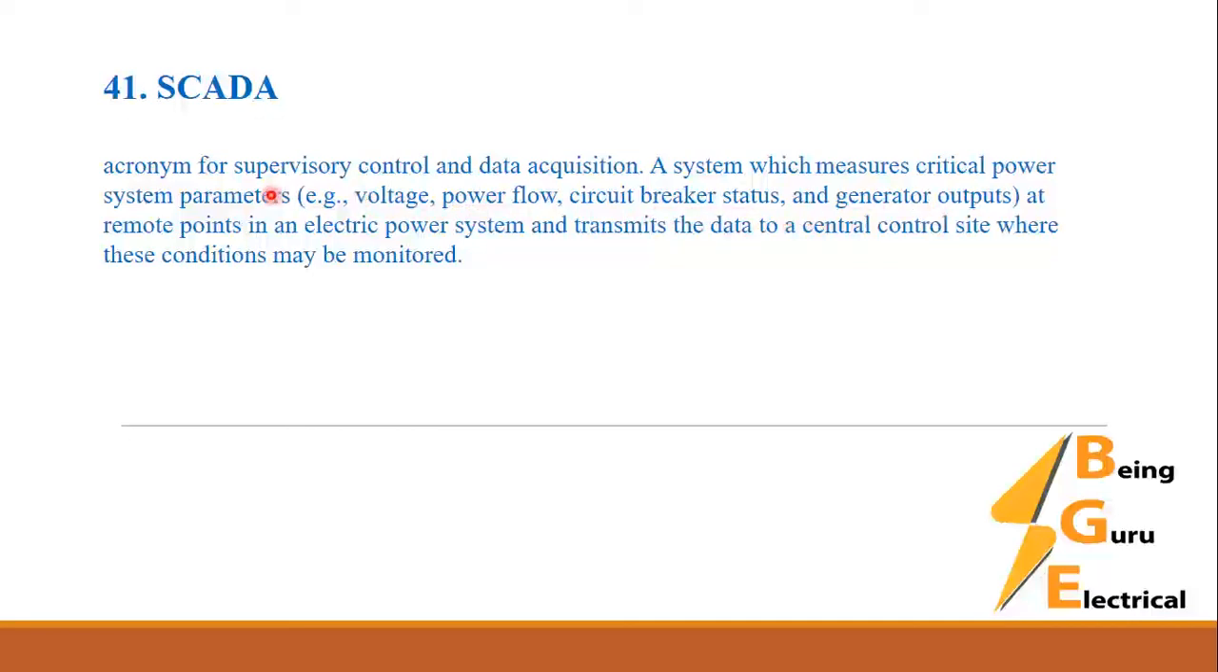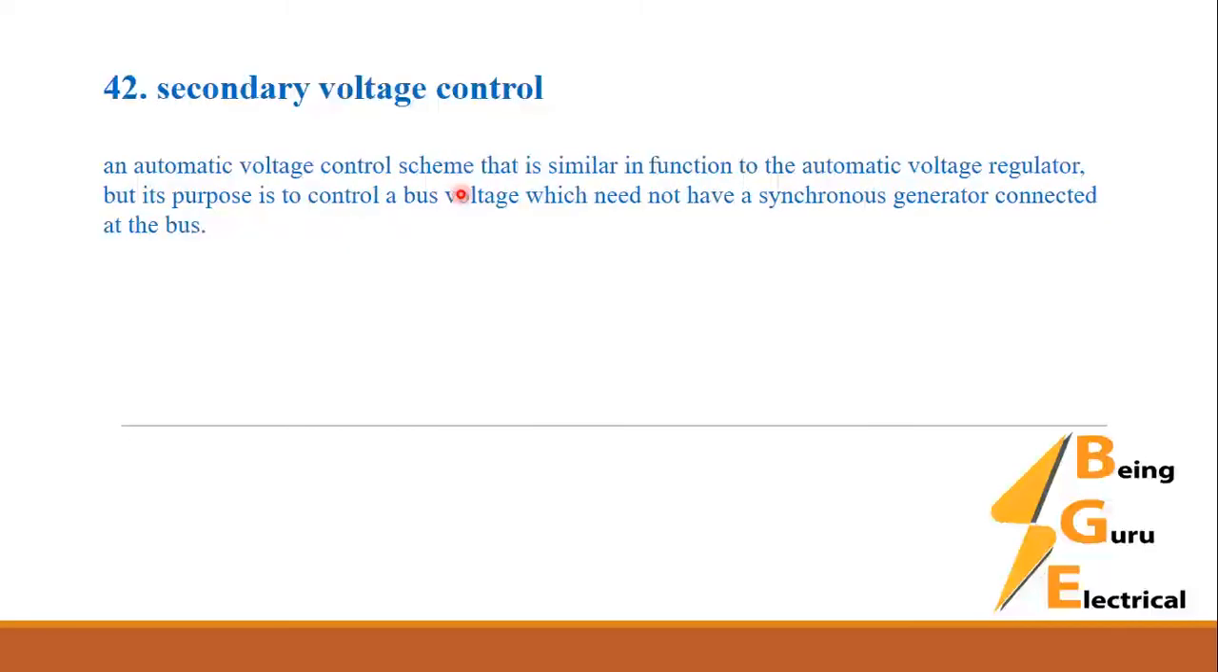So it is supervisory control and data acquisition system, which is used for the supervision, control, and monitoring of any system. And next we have secondary voltage control, an automatic voltage control scheme that is similar in function to the automatic voltage regulator, but its purpose is to control a bus voltage which need not have a synchronous generator connected at the bus.